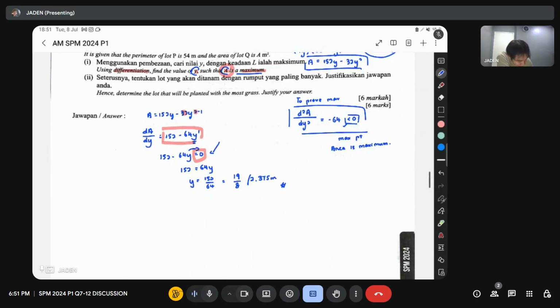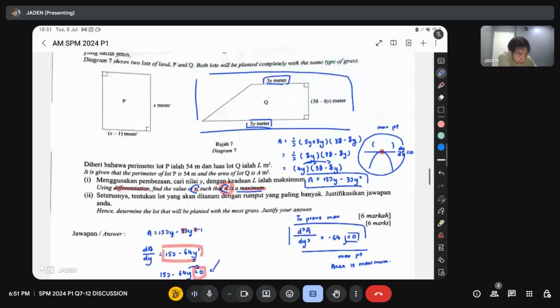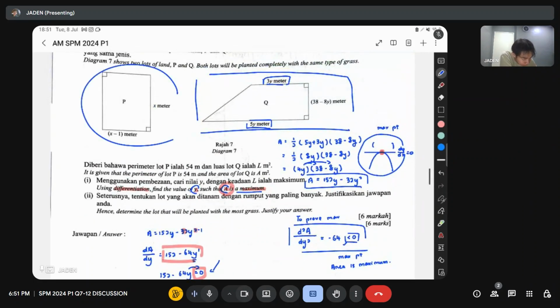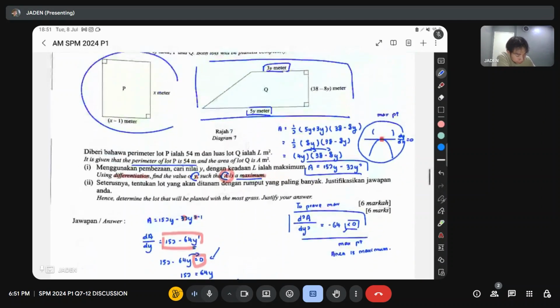So the first thing I want to do is, this is for number 2. I will have to add up this info because they tell me the perimeter of lot P is 54 meter. So I've got to add up this first.